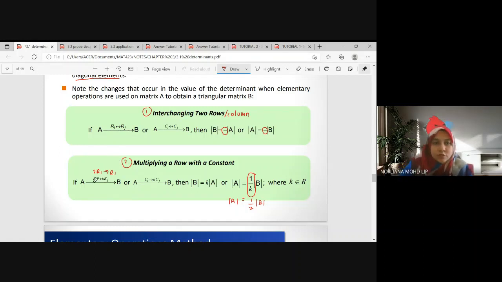If we use the operation 1 over 5 row 2 transform into row 2, we have to multiply by 5, 5 times the determinant of matrix B.